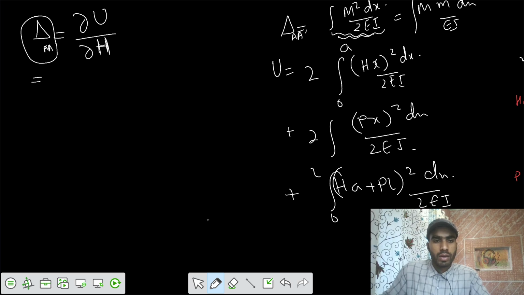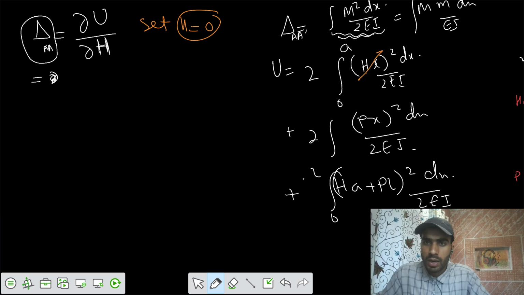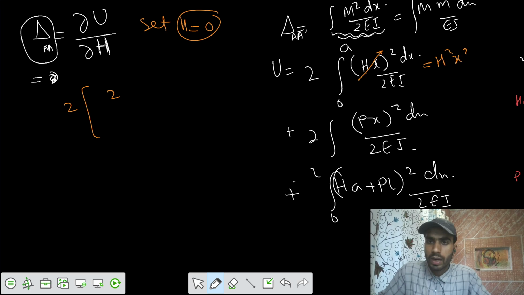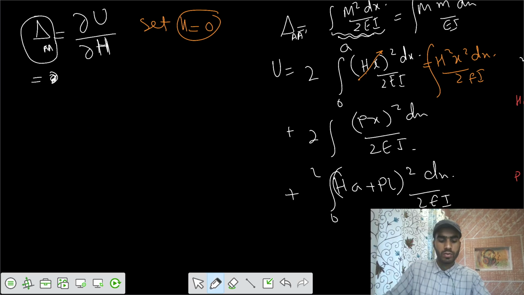We would say, now if you integrate it, dou by dou H. You have to differentiate it with respect to H, and then set H also 0 after that. So if you integrate this part, it would become 2 into, actually it was initially H square x square dx by 2EI. Now you are differentiating it with respect to H. Sorry, let's solve one step first. Let's solve for one step, then we can go.